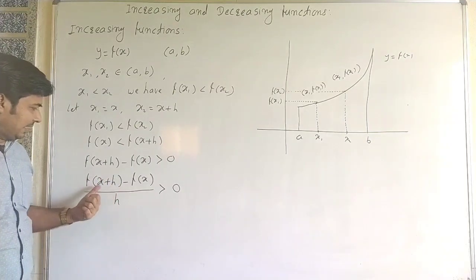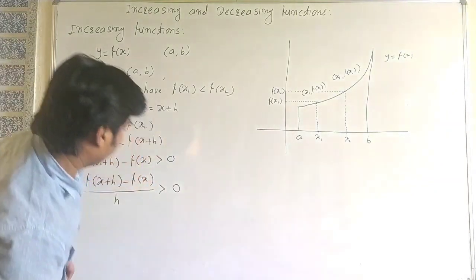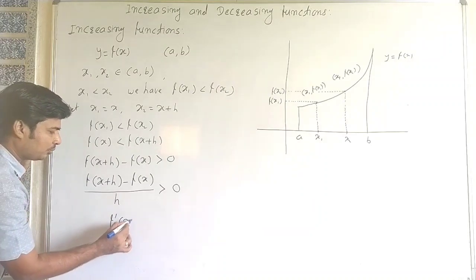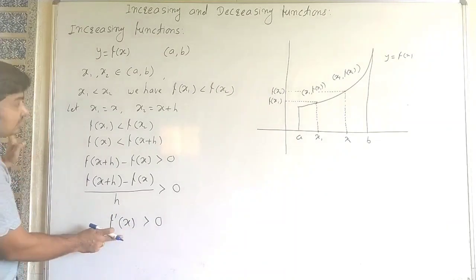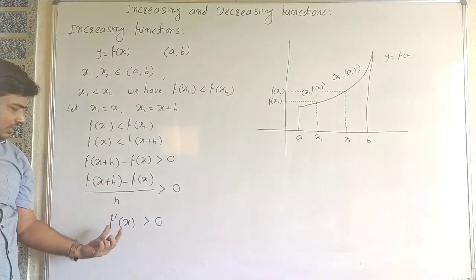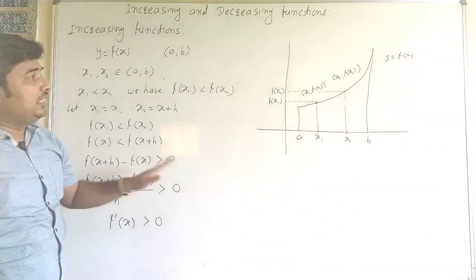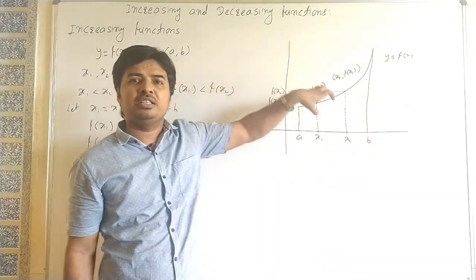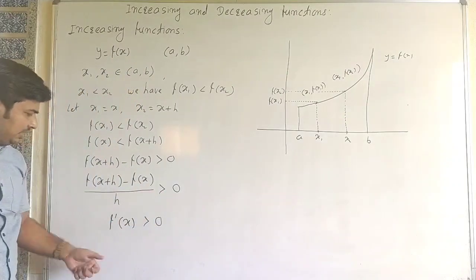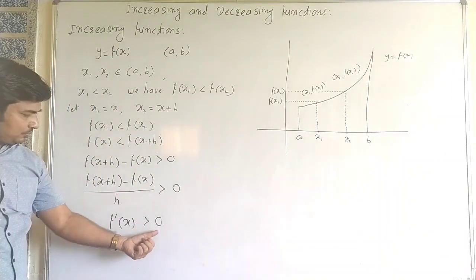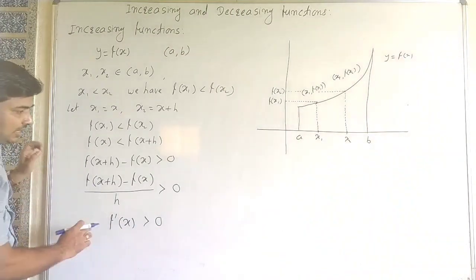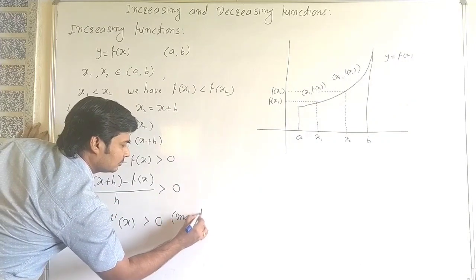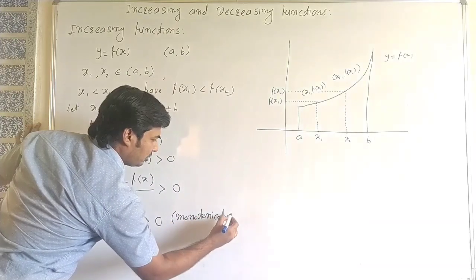When h tends to 0, it is f dash of x, and f dash of x is greater than 0, then the function is increasing. When the value of x is increasing, the value of y also increases. It is an increasing function. Using derivative, you know that when the function is increasing, f dash of x, the derivative of the function, is greater than 0. It is called monotonically increasing or strictly increasing.